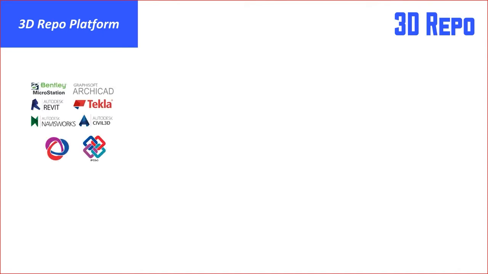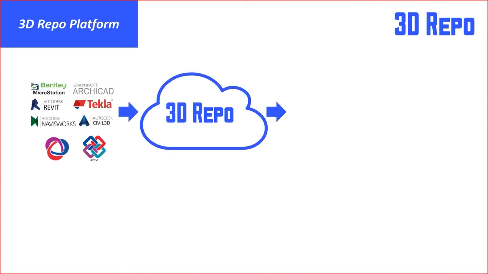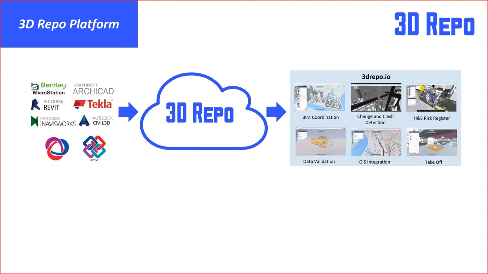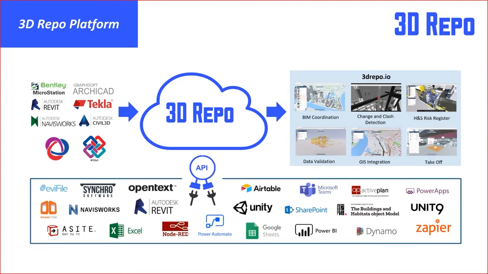So an introduction to 3D Repo. As a platform, 3D Repo ingests 3D models from various sources, whether they be uploaded directly to the platform or via the API as we talk about today. On top of this platform, we've built a product called 3D Repo IO, which is a web-based viewer for viewing and collaborating on models in the cloud with multiple parties, with various tools such as clash detection, change detection, risk management and data validation.